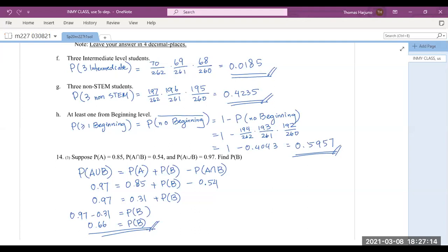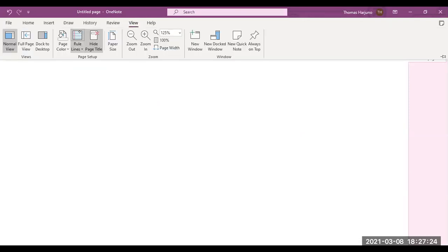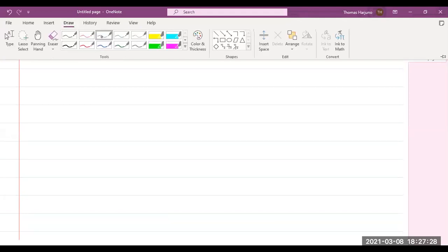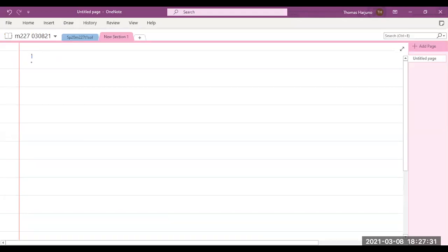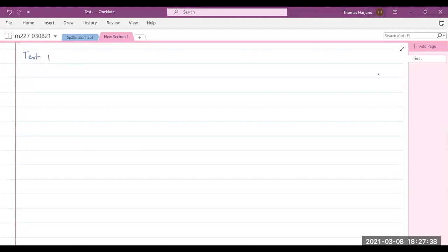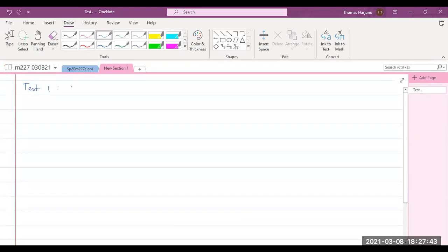You have 1 weekend to do this. When is your next test? If you see the discussion board today, I mentioned that our next test is next Wednesday, not this Wednesday, next Wednesday. So test 1 will be on March the 17th, 9 days from now.